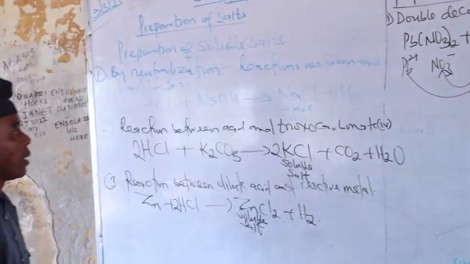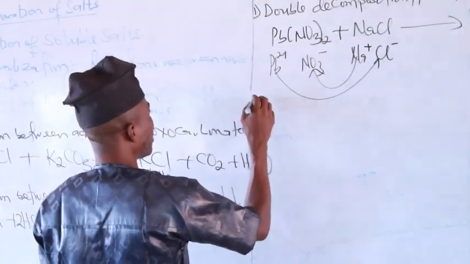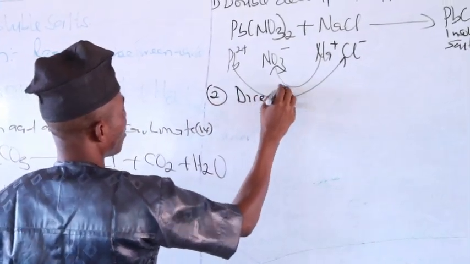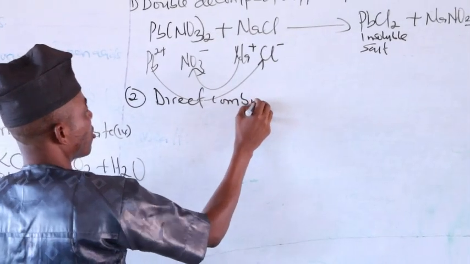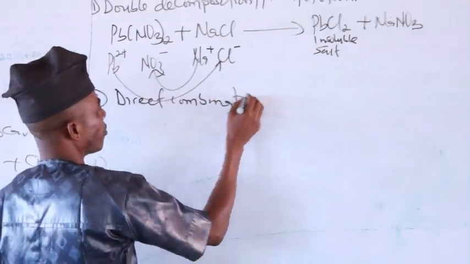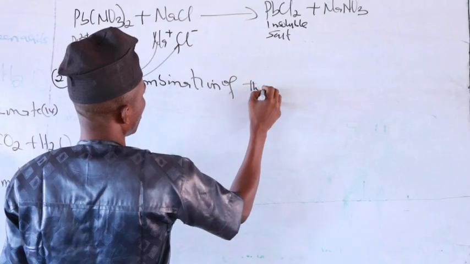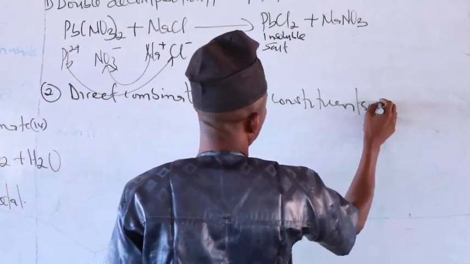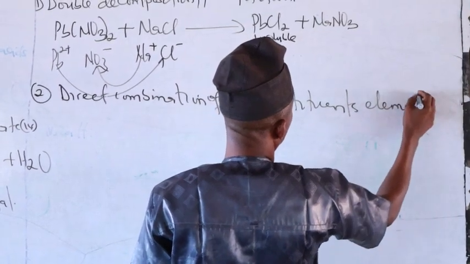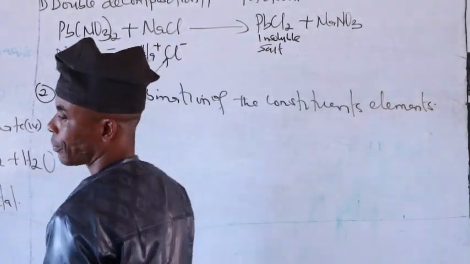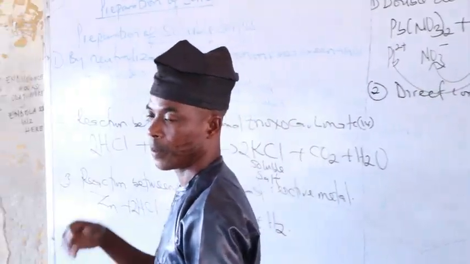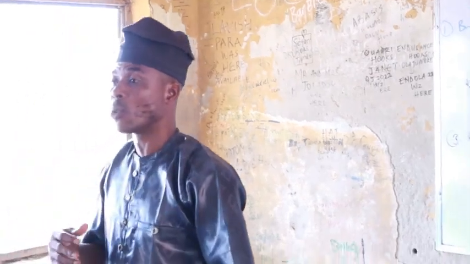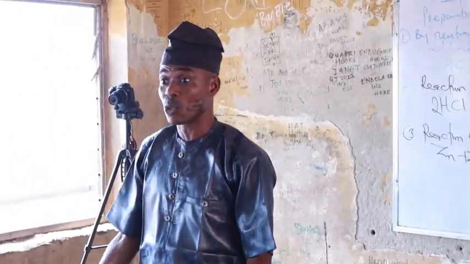salt. The second method of preparing insoluble salt is by direct combination of the constituent elements. Like iron(II) sulfide, now, is an insoluble salt. Most sulfide salts are insoluble.